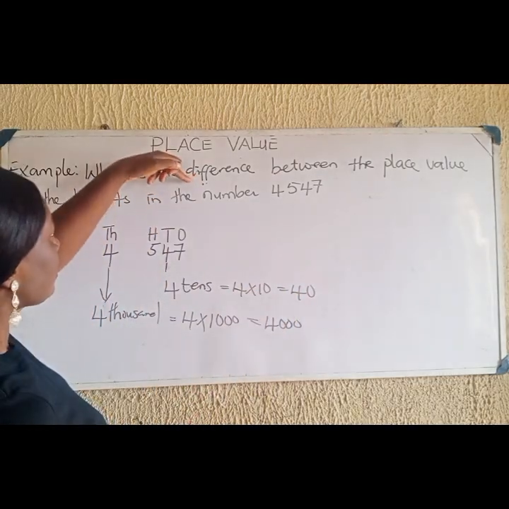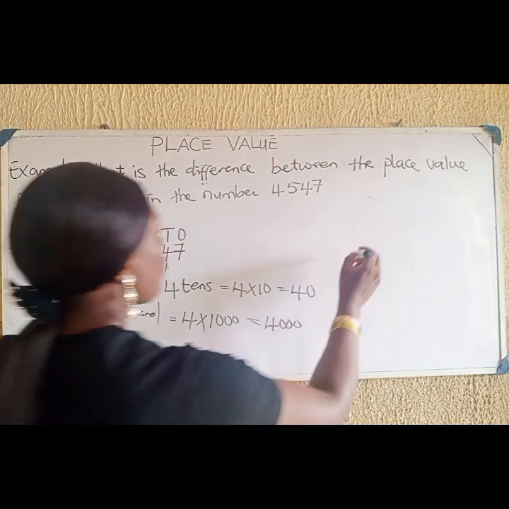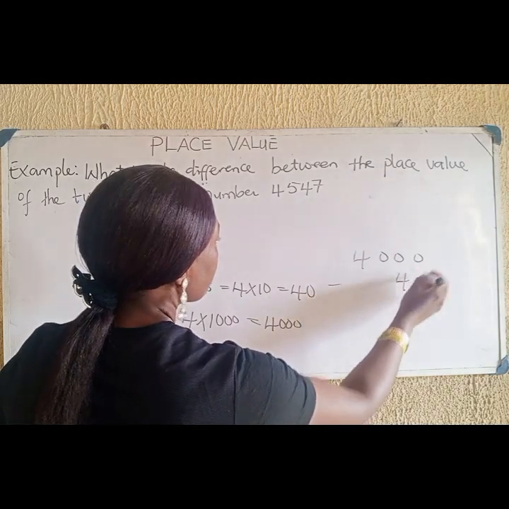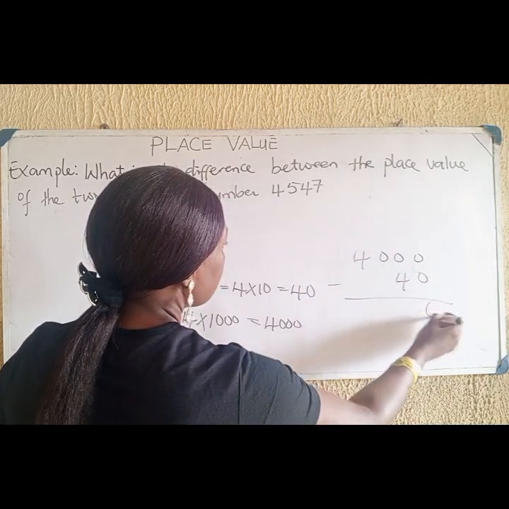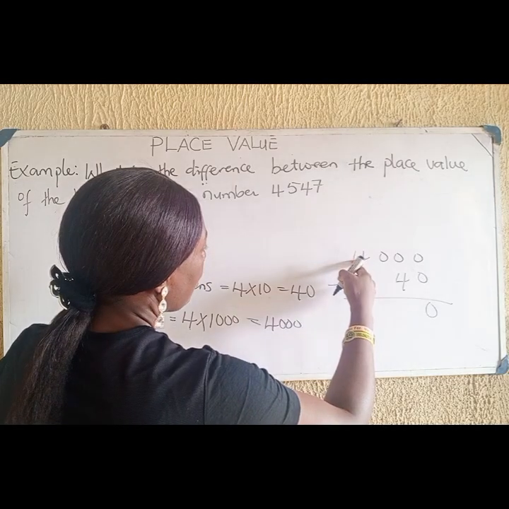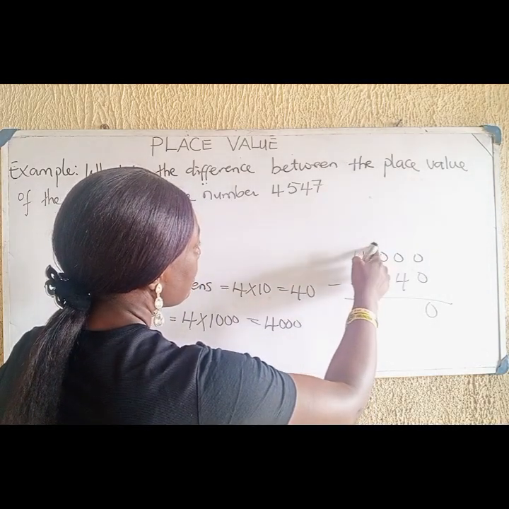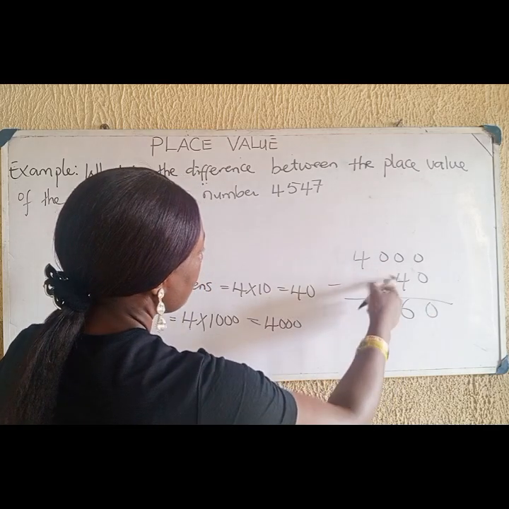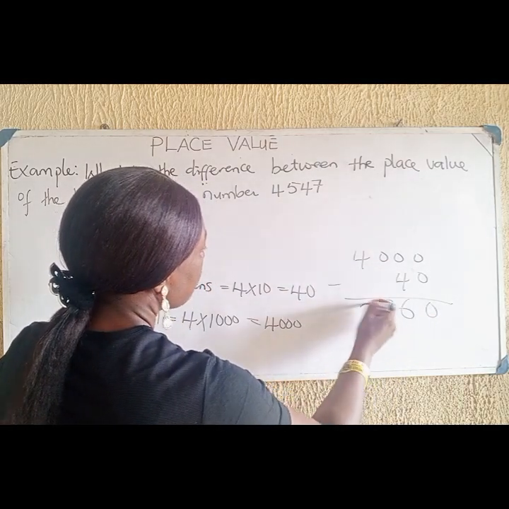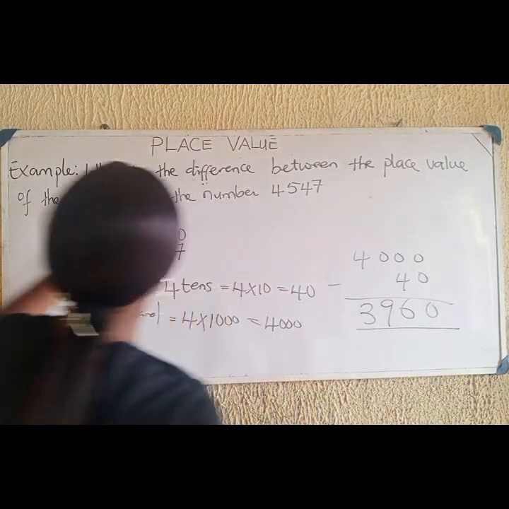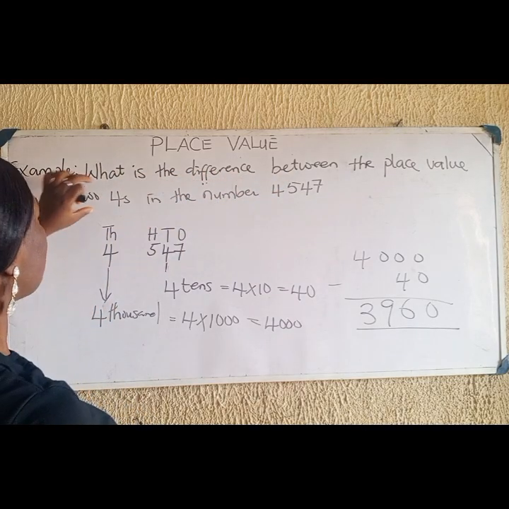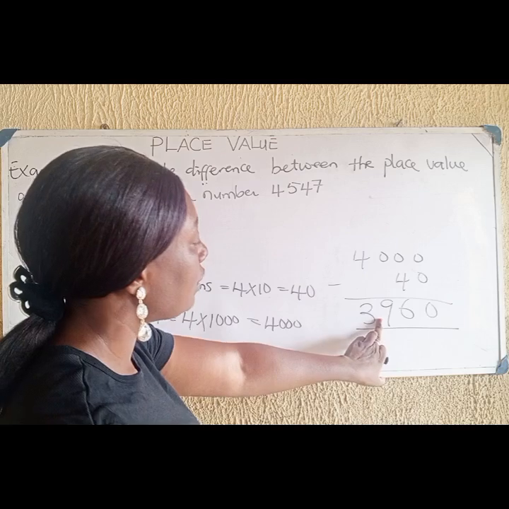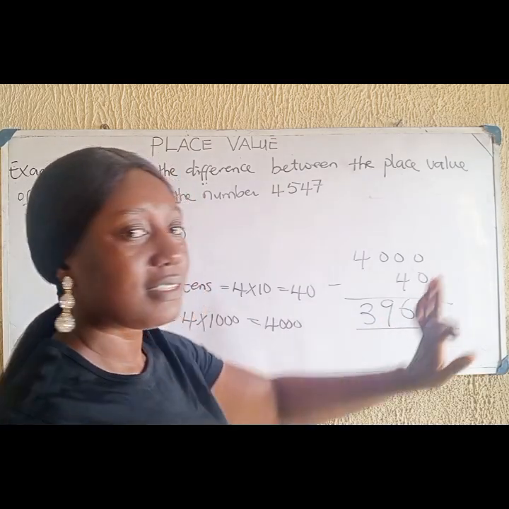So the question now says, what is their difference? So I have 4,000 minus 40. This is 0. I'll come here and borrow 1, put it here to this place. 10 minus 4 is what? 6. Here is remaining 9. Here is 3. So the difference between the place value of the 2 4s in this number is equal to 3,960.